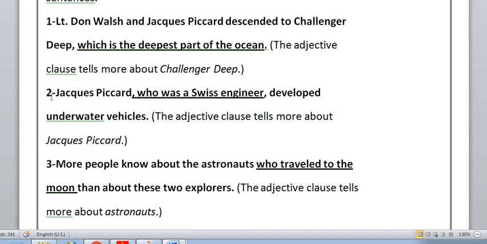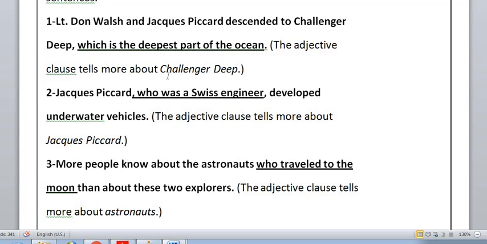Another sentence. Jacques Picard, comma, who was a Swiss engineer, comma, developed underwater vehicles. All right, what is the adjective clause? Yes, this is the start: who was a Swiss engineer. Stop at this. If I remove this part, it won't affect the meaning of the sentence. If I read it without this part, Jacques Picard developed underwater vehicles. Correct.